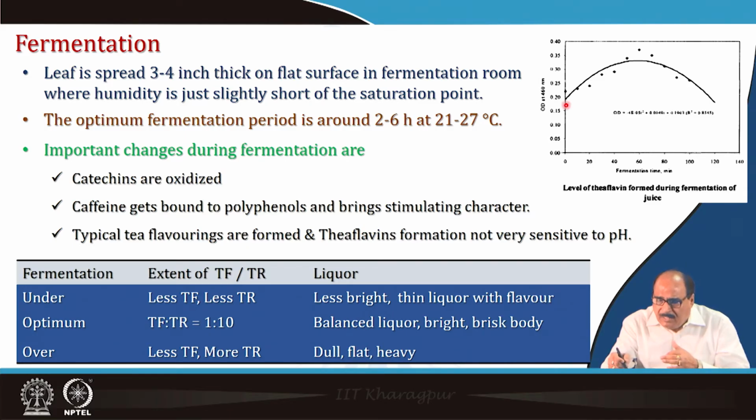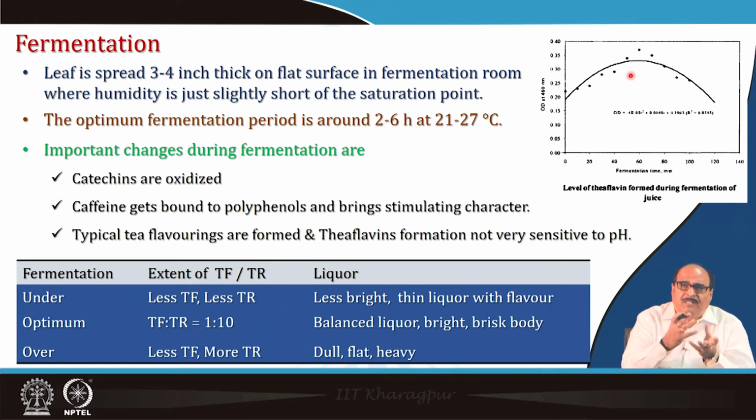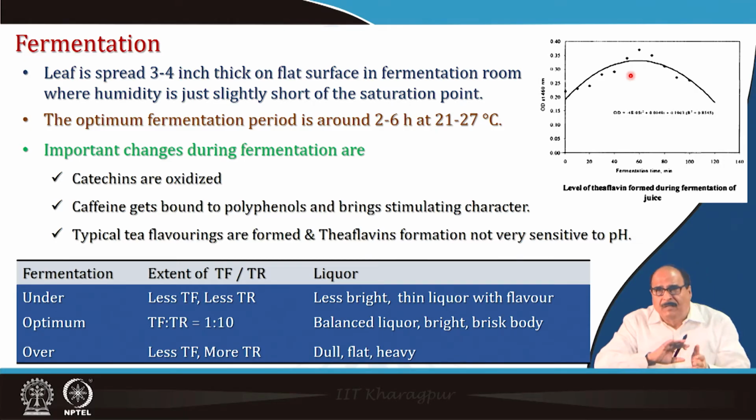But here you can see that it is the fermentation time, and in about an hour or so the optimum fermentation is reached. When this optimum fermentation comes, the leaf will be coppery in color, and if the fermentation is more, the color will change. In fact, that is the theaflavin and thearubicin: the catechins get oxidized and theaflavin is formed, and theaflavin is polymerized.